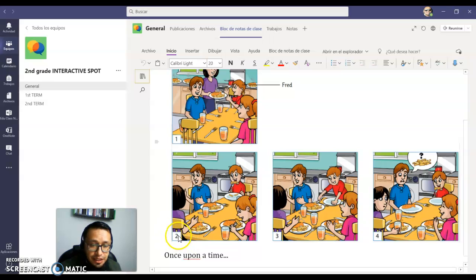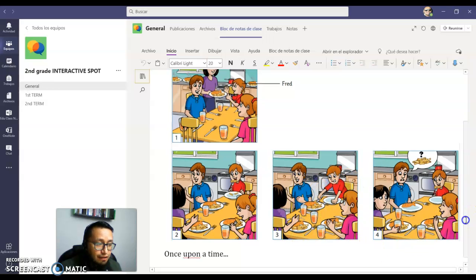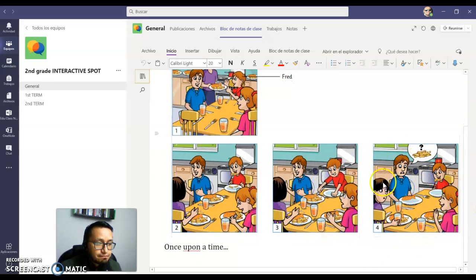Secondly, as you can see here, it says number 2. So something happened, okay? Something changed from picture number 1. Take your time, take your time. Now, in picture number 3, something else is happening, right? And finally, you can see that the father is surprised. He's saying, what happened?